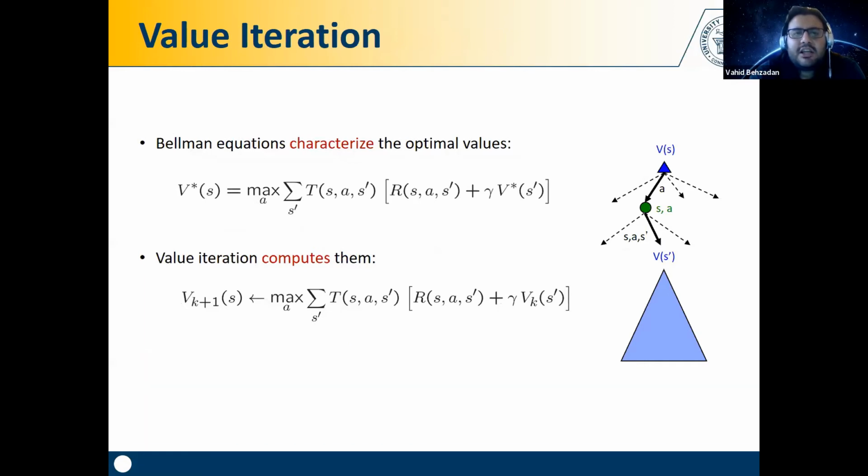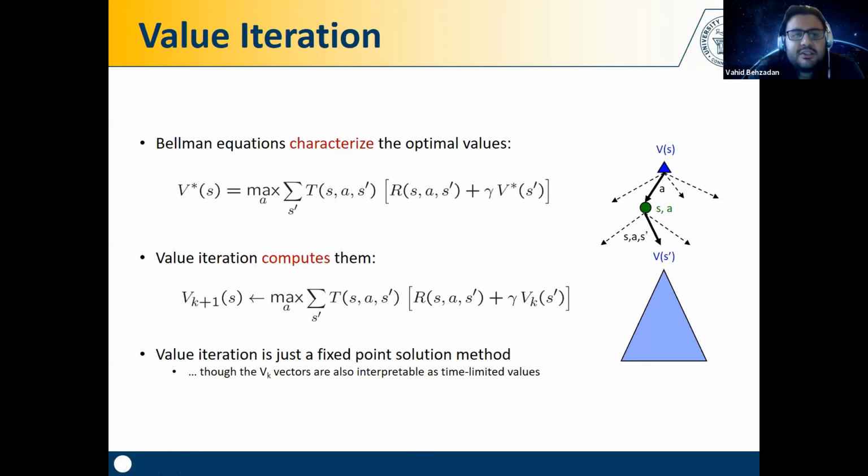So the Bellman equation tells us what the characteristics of the optimal value function should be and keeps updating the optimal values. And through value iteration, through bootstrapping, through this recursive or recurrence formulation, we keep approximating these optimal values. Value iteration can be seen as just a fixed point solution method. So we are trying to come up with an accurate approximation of something through fixed point solutions. But also, you can think of the V sub k vectors as time-limited values.